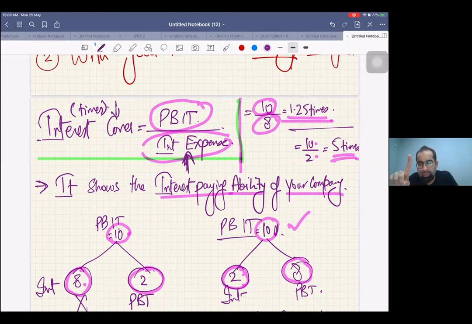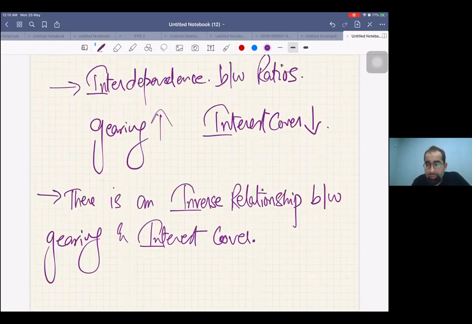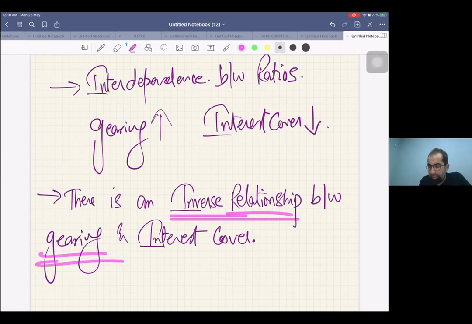You're not getting it. Let me explain one last time. When you take more loans, your gearing will go up, obviously. You will become highly geared, as the numerator of gearing goes up. And because of taking more loans, your interest expense, your finance cost, will also go up. And when your finance cost goes up, see the formula, the denominator of interest cover goes up and your interest cover goes down. So we can conclude that there is an inverse relationship between gearing and interest cover.